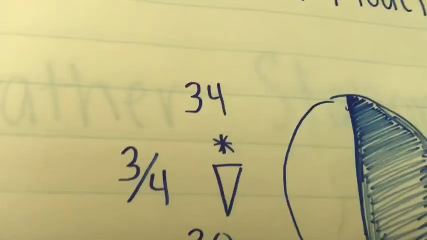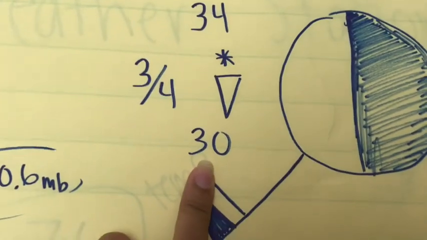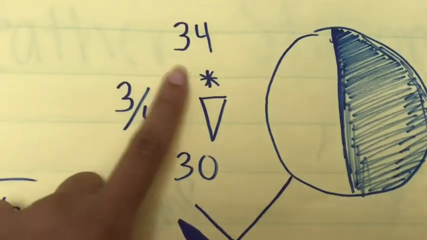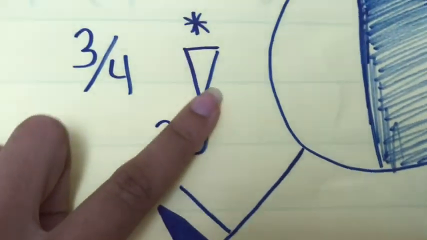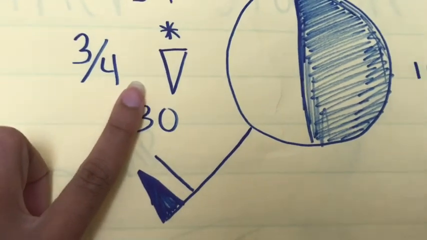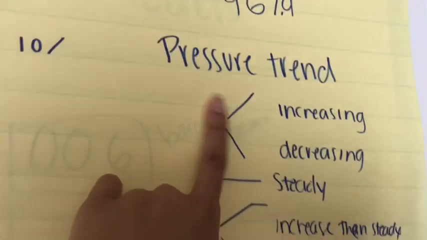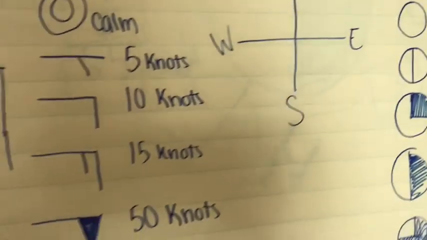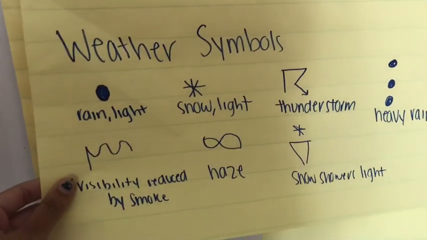I already went over this, it's easy: temperature, dew point temperature. This is visibility, usually represented in fractions. And this here is my favorite part, which is the weather symbol. There are so many different weather symbols, and I did not write them all. There are also a lot more barometric trends, a lot more wind speeds, cloud cover, and of course, a lot more weather symbols. But here are some weather symbols for you guys.